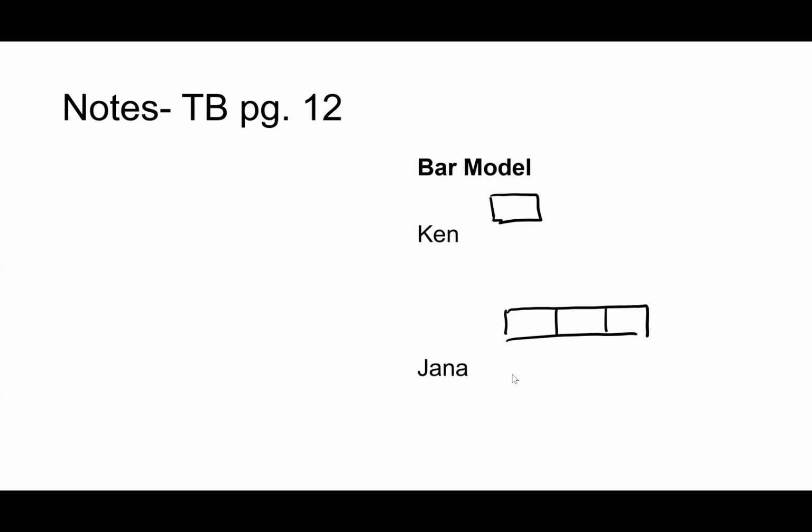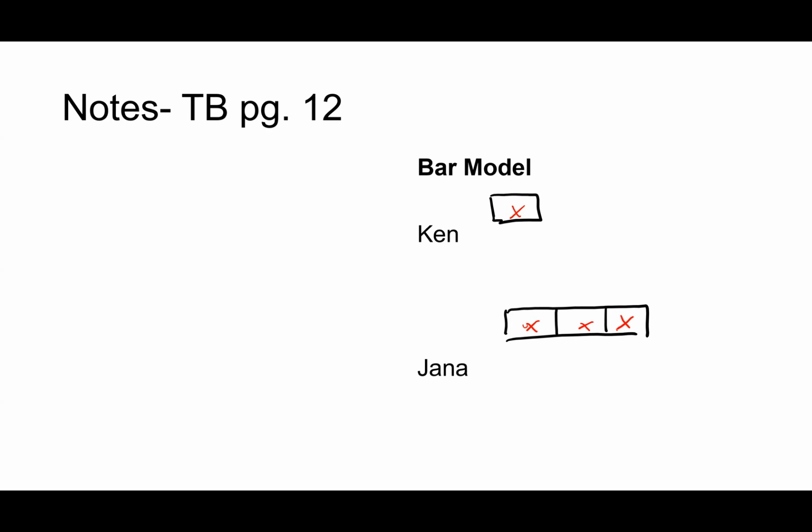On the picture at the top, Ken says he has X dollars. What does Jana say? So we're all looking at page 12 in our textbook. Cameron: I have 3 times. Yeah, great job. So Ken's bar model looks like this, and Jana's bar model looks like this. So go ahead and fill that in your notes, please, where it says draw a bar model.